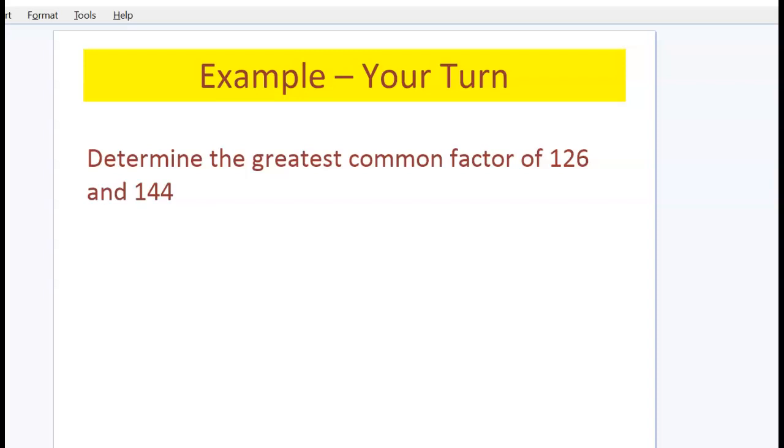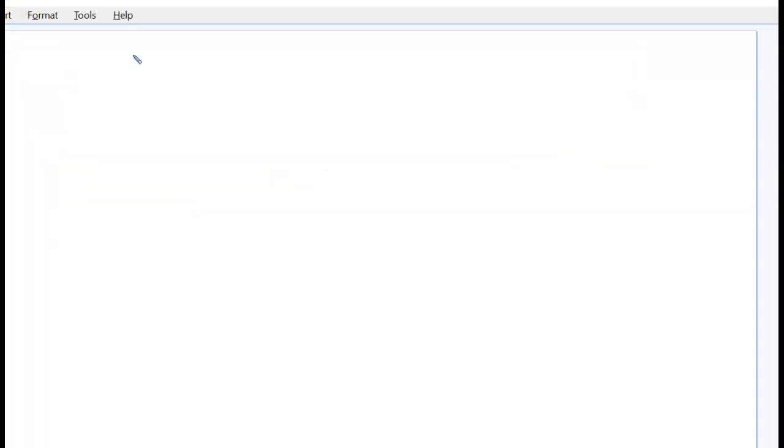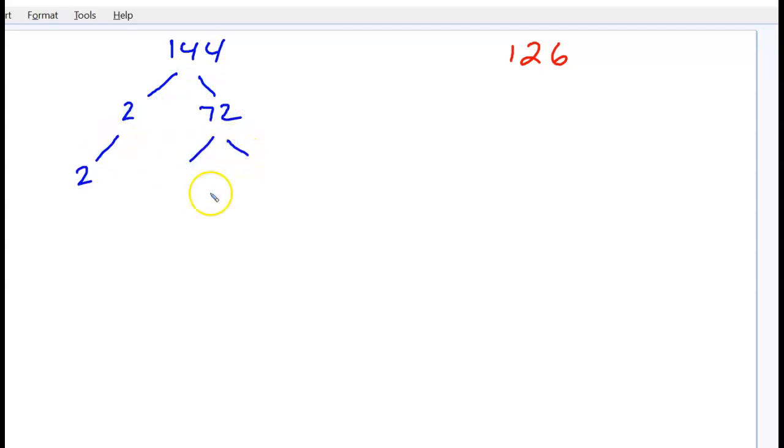Well, hopefully you've had a chance to try this one. And let's take a look. We want to do 144 and 126. I'm just going to get some more room here. So I have 144, and the other factor was 126. So if we break down 144, it breaks down into 2 times 72. 72 can be broken down into 2 times 36.